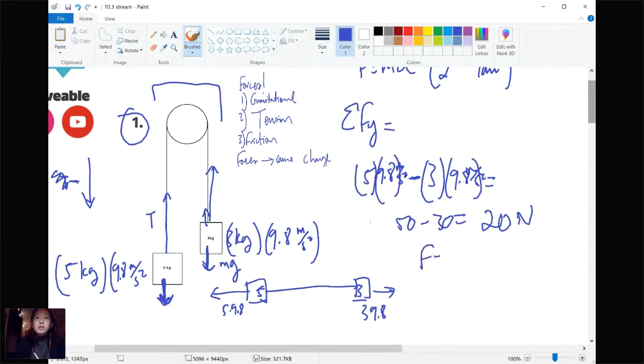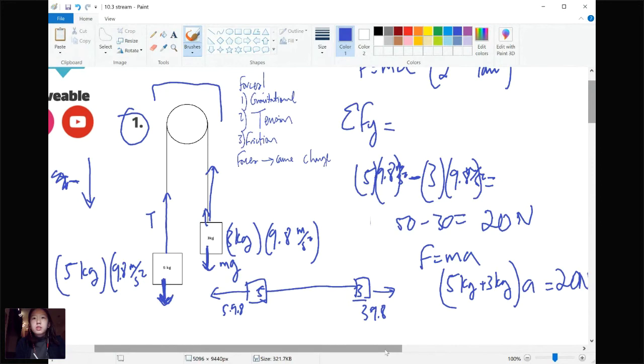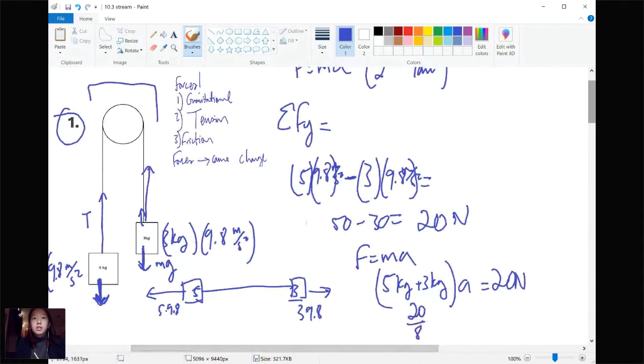And if we know that force is equal to mass times acceleration, we can find the total amount of mass, which is 5 kilograms plus 3 kilograms, times acceleration is equal to 20 newtons. And this is going to just be 20 divided by 8, which is equal to, quick maths, 5 halves, 2.5? Yeah, 2.5 meters per second squared.